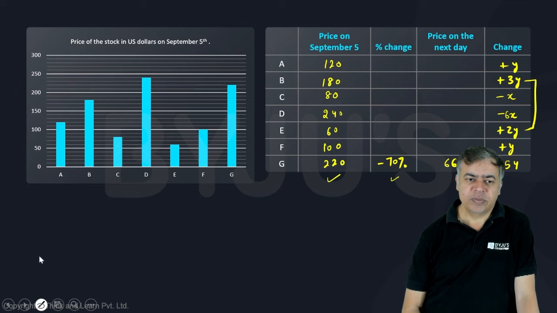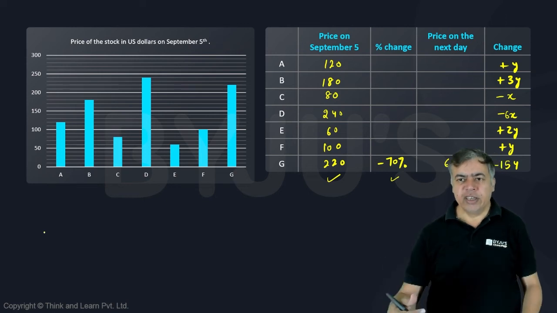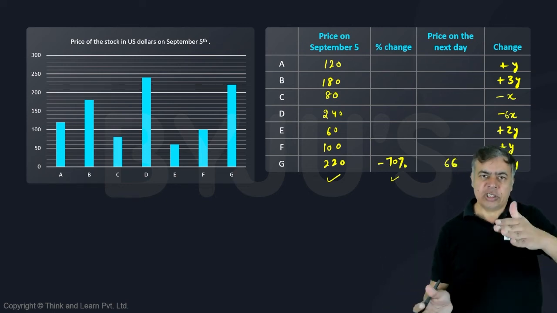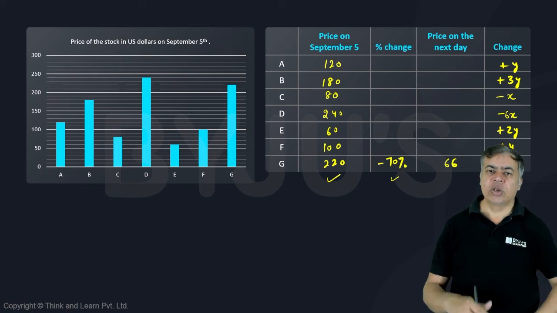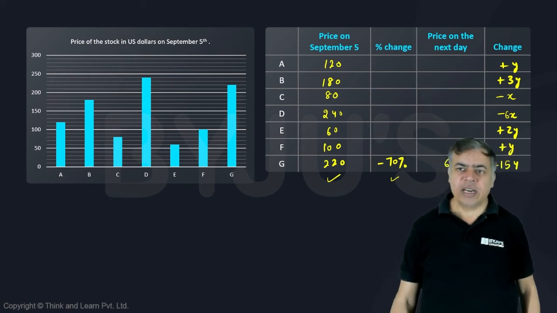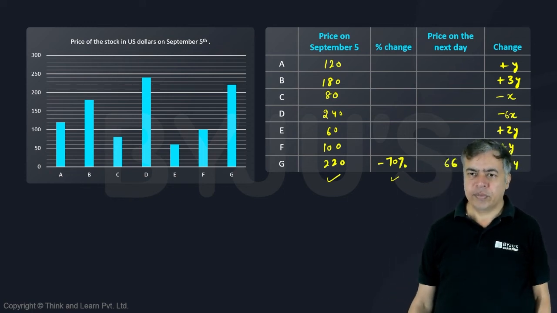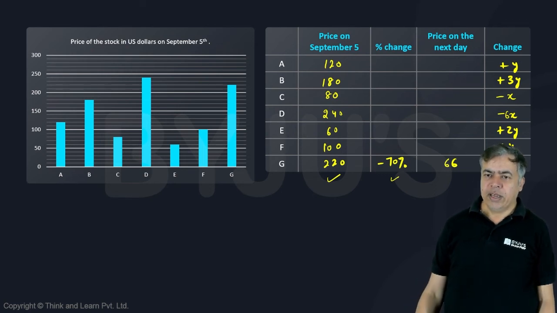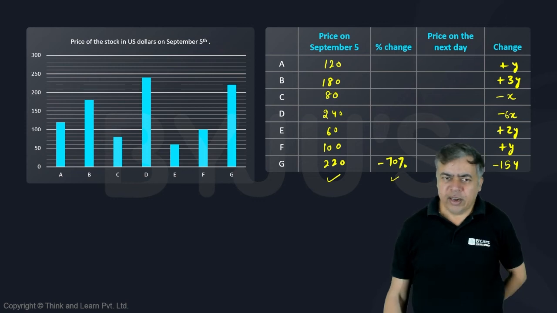Okay. So this was the statement. The change in B exceeds the change in E, right? And that difference is equal to the change of A or the change of F, right? Okay, here it was given.